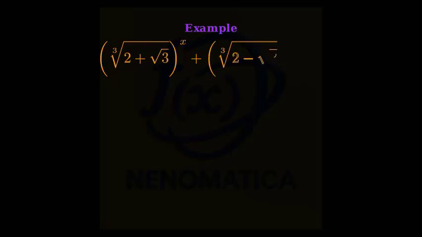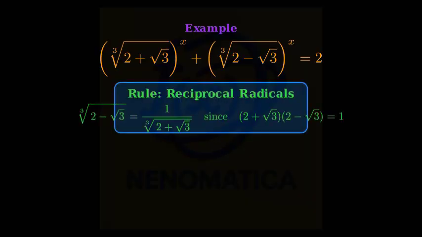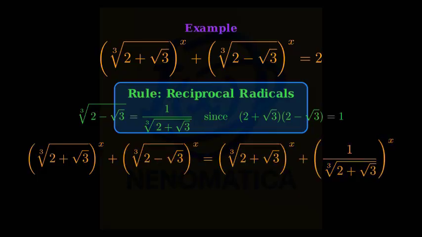Example. In this problem, we will solve the exponential radical equation exactly as shown in the provided algorithm. Here is the equation read as the cube root of 2 plus square root 3 raised to the x plus the cube root of 2 minus square root 3 raised to the x equals 2. Step 1. Express the equation using a helpful identity and substitution. Note that the cube root of 2 minus square root 3 equals the reciprocal of the cube root of 2 plus square root 3, because their product equals 1. We'll then rewrite the equation in terms of a single base.